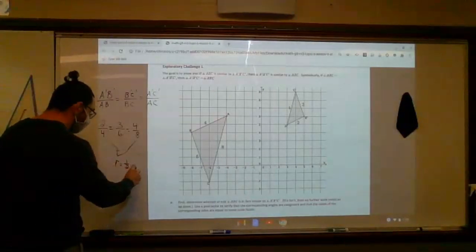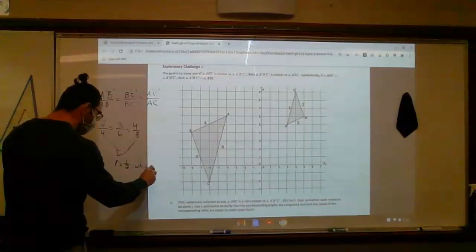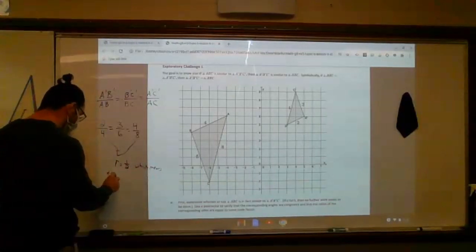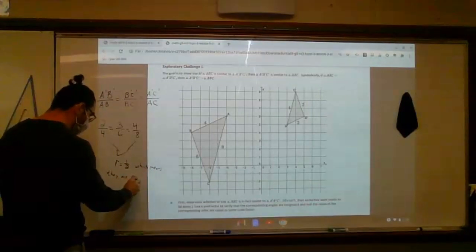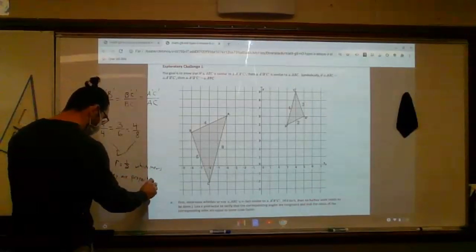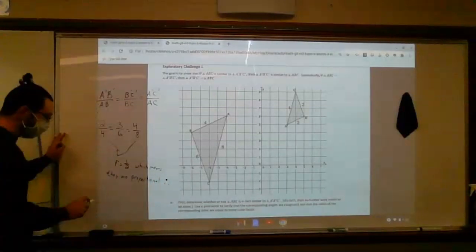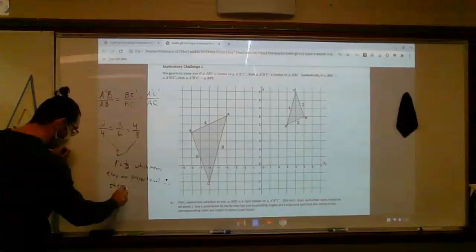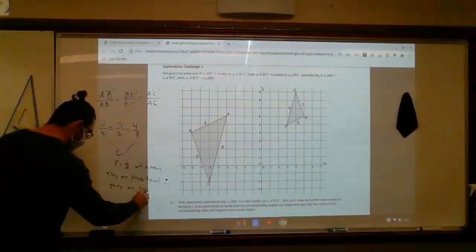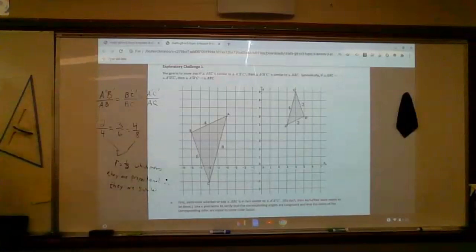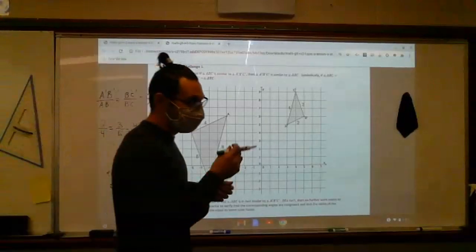So they're all the same. R equals 1/2, which means they are proportional. Therefore, and this is the symbol for therefore, they are similar. Those three dots mean therefore. You're going to see that a lot in geometry. And since we're doing geometry, might as well teach you some of the notation. So R equals 1/2. All of them simplify down to 1/2.